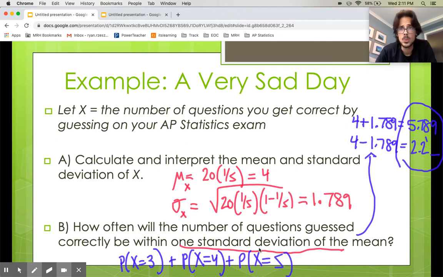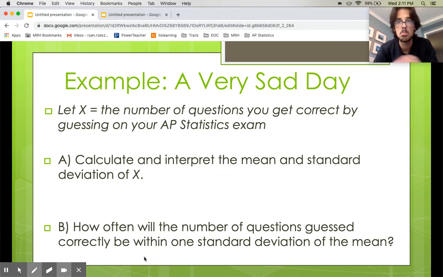So what you need to do in this scenario is just find these ones separately with binomial PDF and just add those probabilities together. And you can get your answer that way. I won't go over that because I think you guys are hopefully feeling better about how you actually use the calculator now. But that's what you would do.